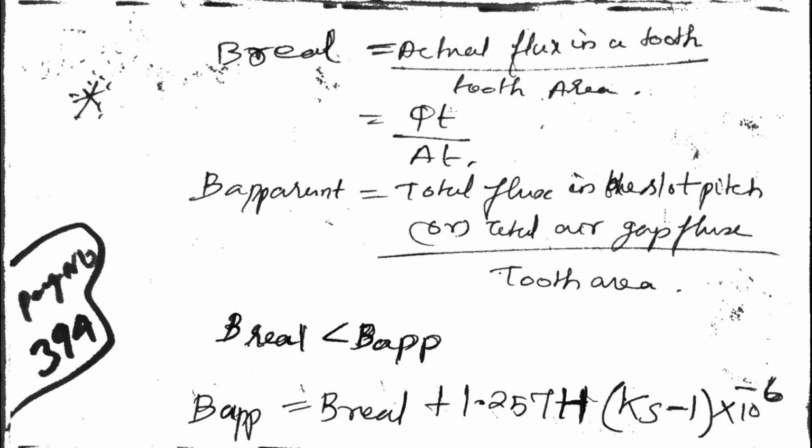Continuation of steps for calculation of air gap length. Sixth step, B real is equal to the actual flux in a tooth divided by the tooth area. B apparent is equal to the total flux in the slot pitch, or total air gap flux, divided by the tooth area. B real is less than B apparent. B apparent is equal to B real plus 1.257 H (Ks minus 1) into 10 power minus 6.